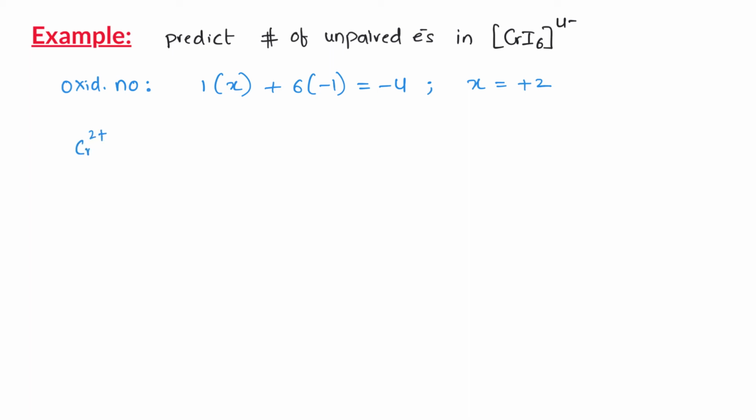Let us now write its electronic configuration. The electronic configuration of the chromium atom is [Ar] 4s1 3d5. Remember, chromium has an anomalous electronic configuration. The chromium atom has to lose 2 electrons to form the Cr2+ cation. The chromium atom loses its first electron from the 4s and one more electron from the 3d. Therefore, the electronic configuration of the Cr2+ cation is [Ar] 3d4.